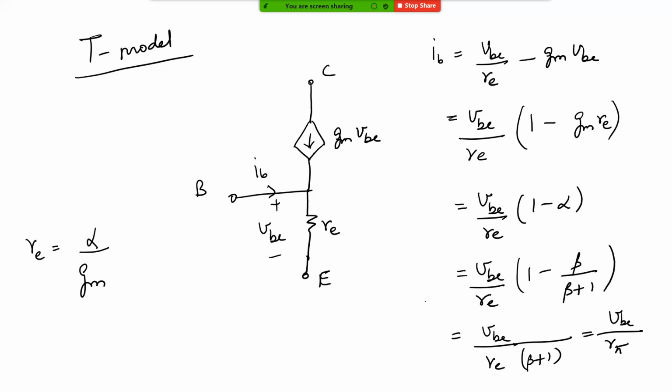So this is another T model. Basically, you can either use the T model or the hybrid pi model in your small signal analysis. As we will be seeing in the course of the class, sometimes it is easier for us to use the hybrid pi model. Sometimes it makes it a little easier for us to use the T model. So whichever model you are comfortable with using, you can basically use that. All right. So let's move on.